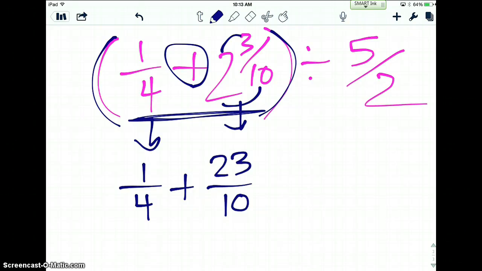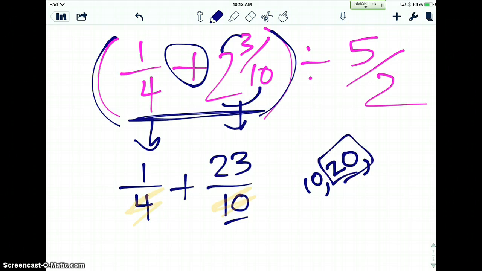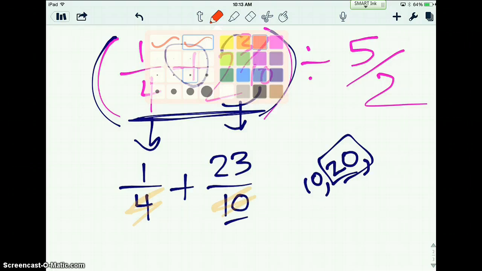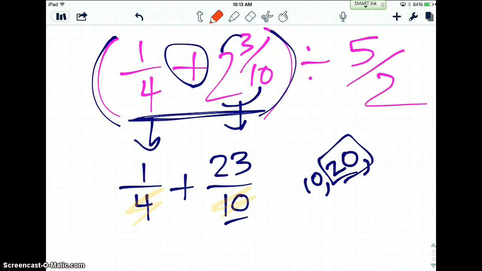So now I can add. No, I can't. Because the denominators aren't the same. So I need to think of multiples. I'm going to go with multiples of 10. Stop me when I get to one that's a multiple of 4. You should be saying stop. Because 20 is a multiple of 4. So that's going to be the one I'm going to use. You could use 40, but 20 is smaller.